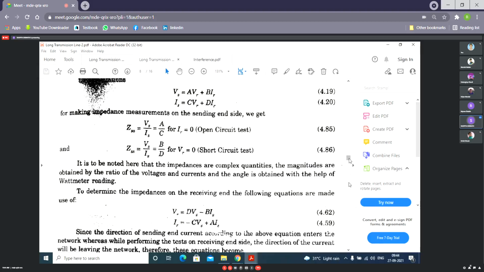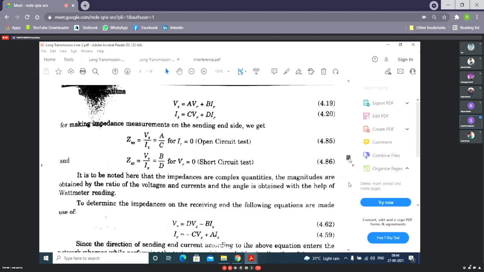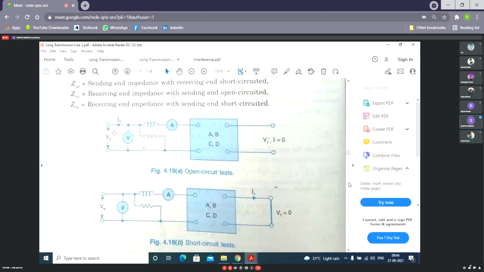Now, what is the difference? You can see when we give supply to the sending end, Is is considered entering and IR is considered leaving, of course, when some load or short circuit is connected. And when we give supply on this side, the currents will be changed.